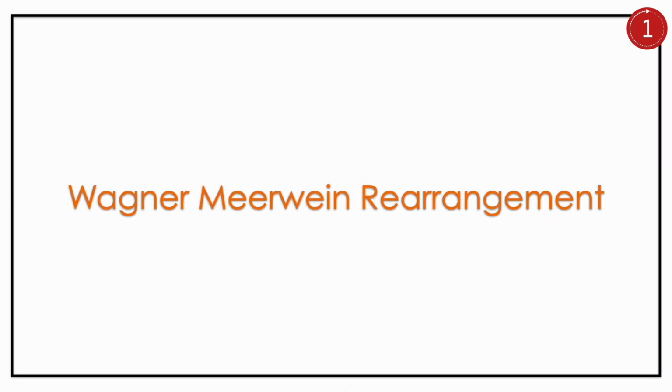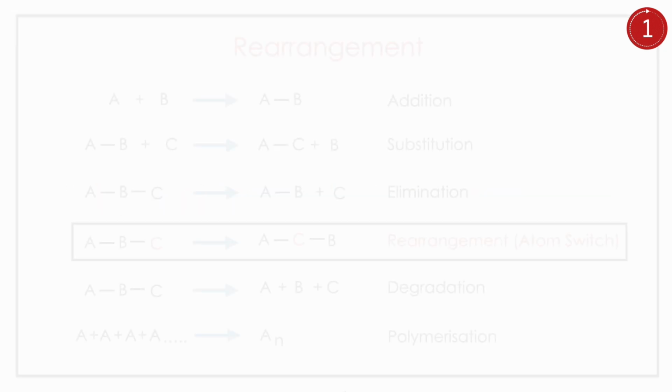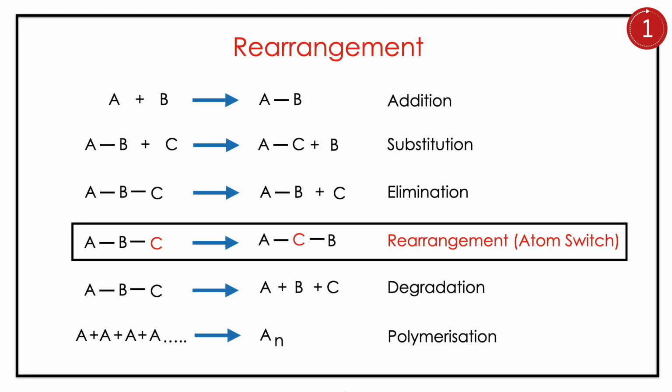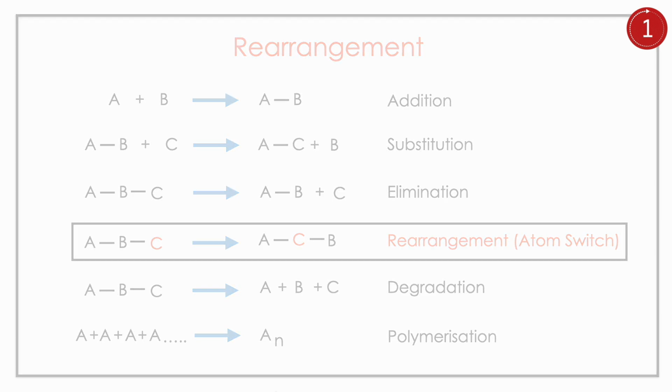First, let us see what is the Wagner-Meerwein rearrangement. Before getting into that, there are many types of reaction: addition, substitution, elimination, rearrangement, degradation, and polymerization. This is the very simple explanation. Rearrangement means juggling of the molecule, meaning the atoms are rearranged to get new stability. Basically, the atom switch is called rearrangement.